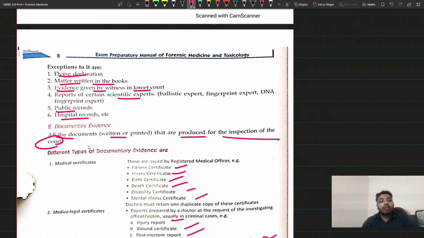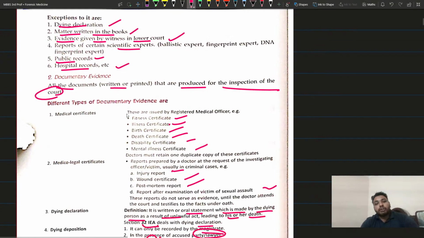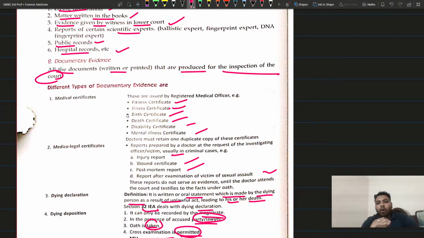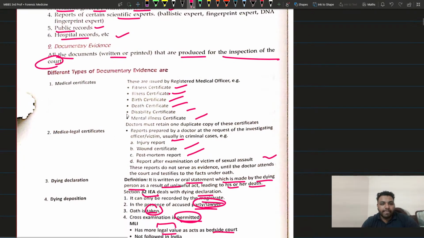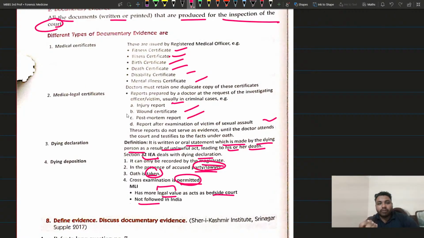Now, exceptions are dying declaration, matter written in the books, evidence given by the witness in a lower court, reports of certain scientific experts, public records, and hospital records. Documentary evidence: all documents that are produced for inspection. Okay. Different types of documentary evidence are medical certificates, which are issued by the registered medical officer. Example: fitness certificate, illness certificate, birth certificate, disability certificate, or mental illness certificate.